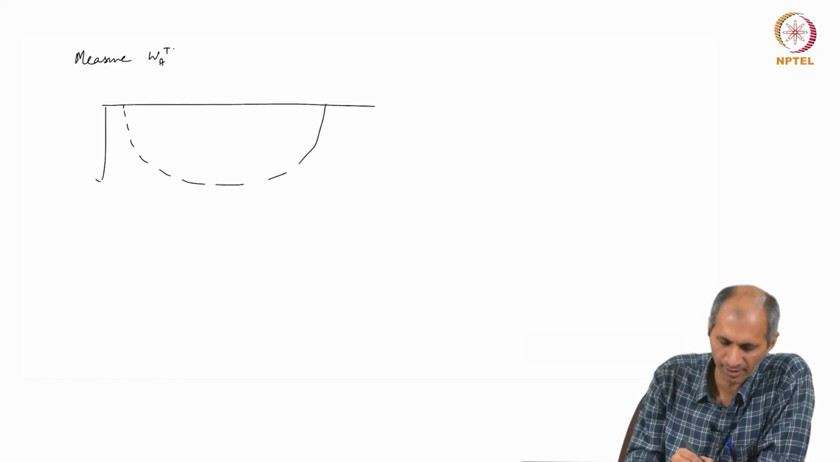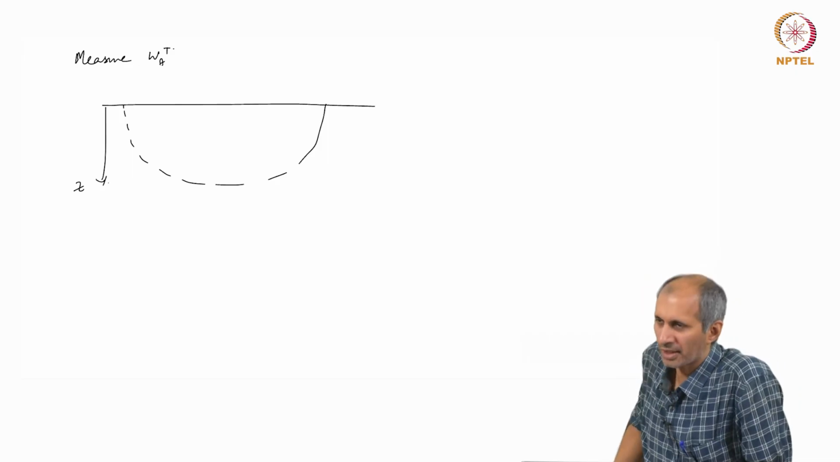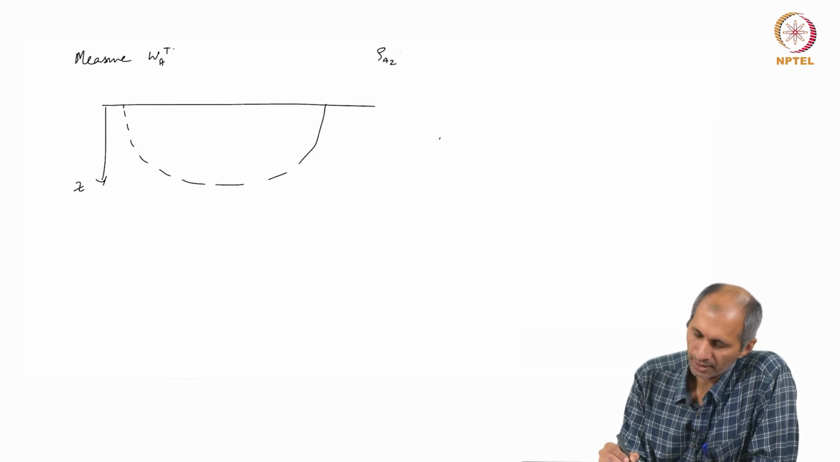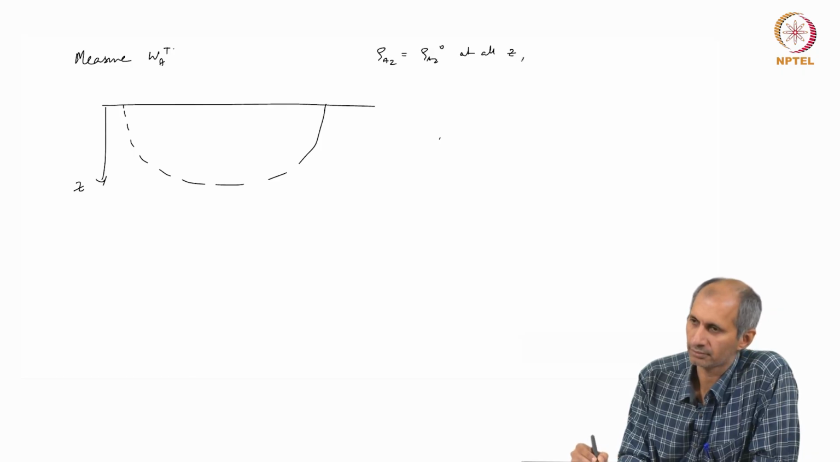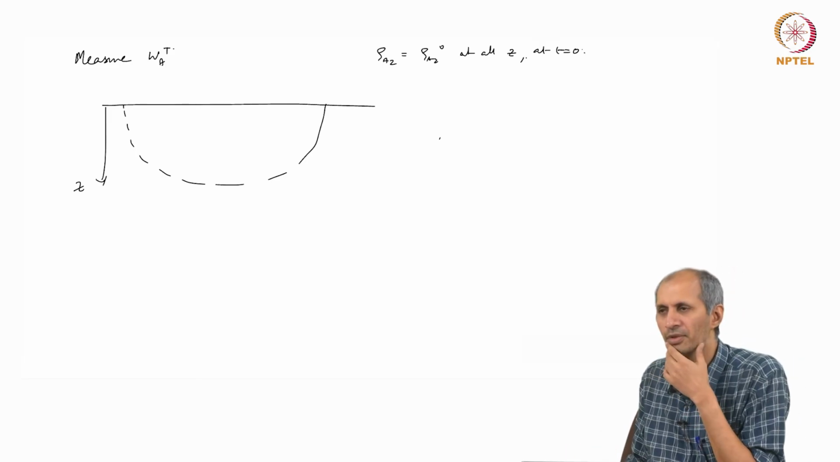There is a certain distance to which it is contaminated. How will I take a sediment sample? So, my assumption that rho A2 equals rho A2 0 at all z is the initial condition at time t equals 0. It assumes that this is uniform, but it need not be uniform.